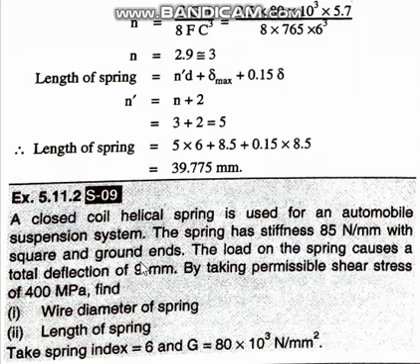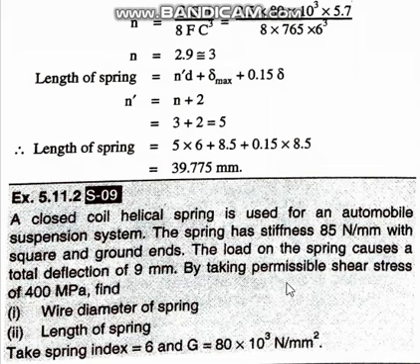See, the four end conditions are there, and this is the square and ground ends, where inactive turns will be 2. Otherwise, the total number of coils will be effective coils plus 2. That is n dash is equal to n plus 2. That formula we have to use. The load on the spring causes a deflection of 9 millimeters. This is the delta. Is it delta maximum? No, because if load had been increased, it would have been more. So it is not delta maximum, it is delta.